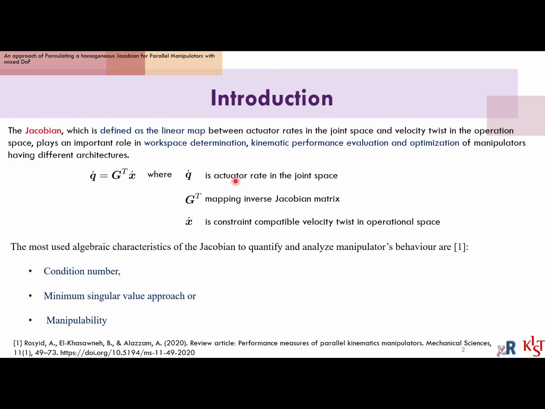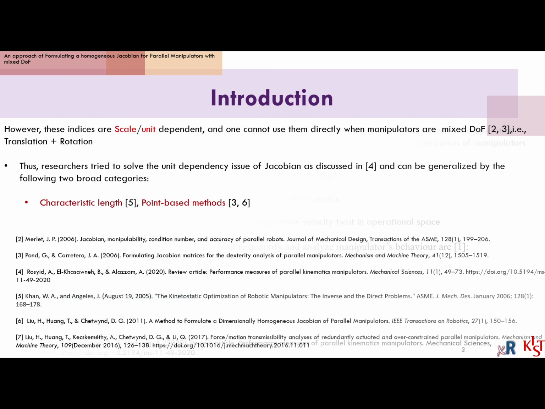Here Q dot is the actuator rate in the joint space, G is the inverse Jacobian, and X dot is the constraint compatible velocity in the operational space. The most used algebraic characteristics of the Jacobian to quantify and analyze manipulators' behavior are condition number, minimum singular value, or manipulability. However, these indexes are scale and unit dependent, and we cannot directly use them for manipulators having mixed DoF, which is a combination of linear and rotational motion in the operational space.